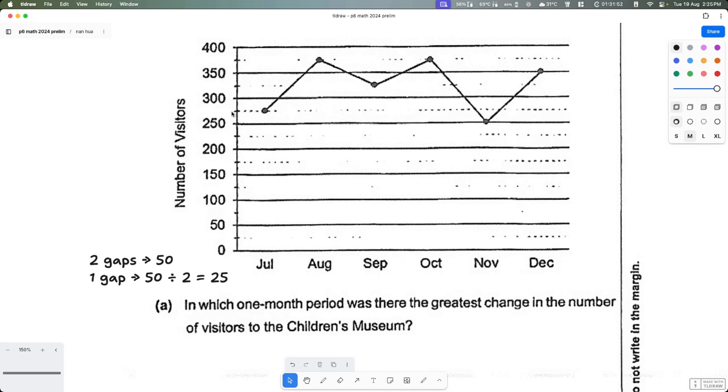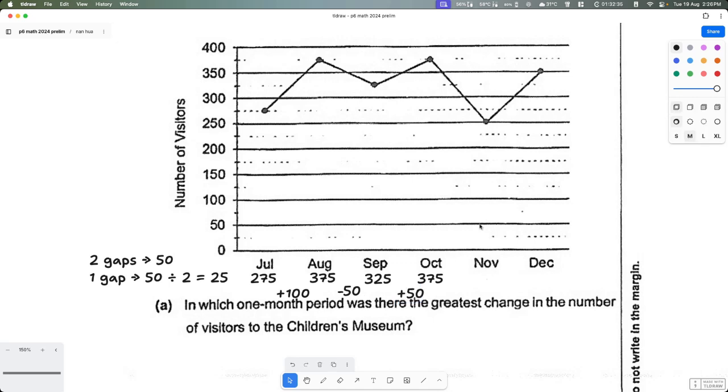So for July over here, this is 275 for July. And then for August, it's 375. So it's over here. Okay, so from July to August, it is plus 100, like this. I'm just going to put it below here so it's easier to see. So for September is 325. 375 to 325, that means it's a minus 50. Okay, so for October, it's another 375. So this is a plus 50.